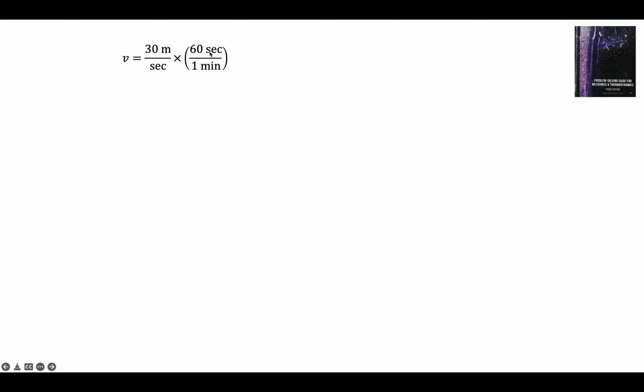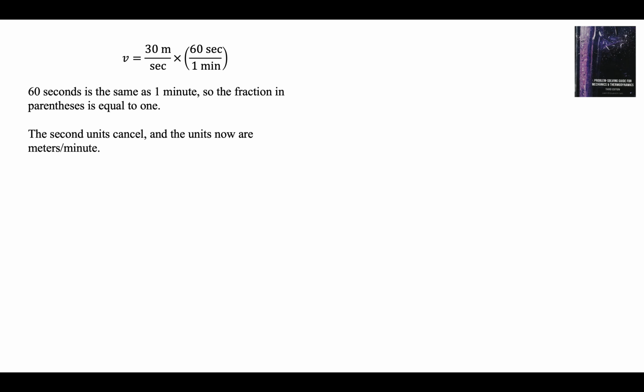We could put 1 minute on the top, 60 seconds on the bottom. Here we want the seconds on the top because we want to get rid of the seconds. We want to cancel out the second units. We want to eventually get hours on the bottom because we want the speed in miles per hour. 60 seconds is the same as 1 minute. That fraction is equal to 1. The second units cancel, and now the units are meters per minute. So 30 meters per second is the same as 1800 meters per minute. We're not there yet. Let's keep going.